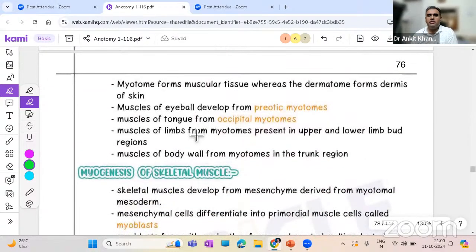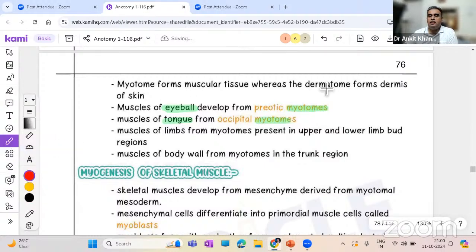Here are a few things that can come as a one-liner question. Muscles of the eyeball come from the preotic myotomes, and the tongue muscles come from the occipital myotomes. See, what is the point in discussing the muscles of the eyeball and the tongue? Let me highlight it here itself for you to appreciate.